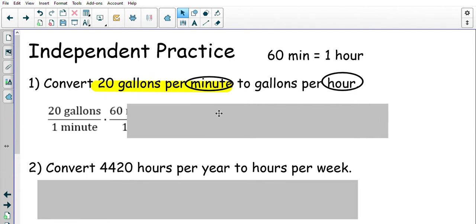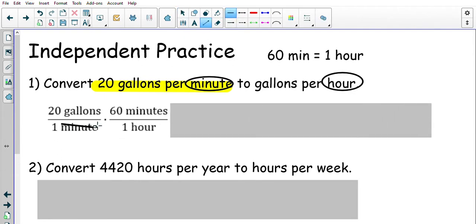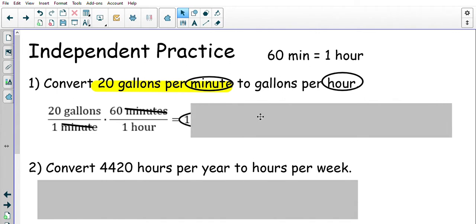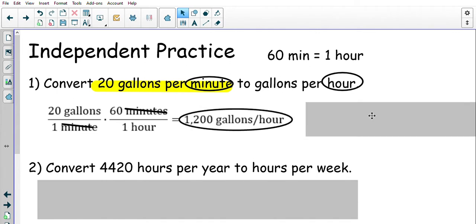So minutes is going to go on the top, hours on the bottom. We'll be able to cross off the minutes, not the 60 though. This will get us the number of gallons per hour, which is what I want. So take 20 times 60. That's going to get us 1,200 gallons per hour.